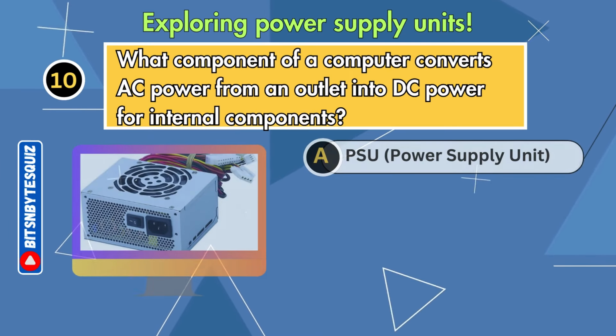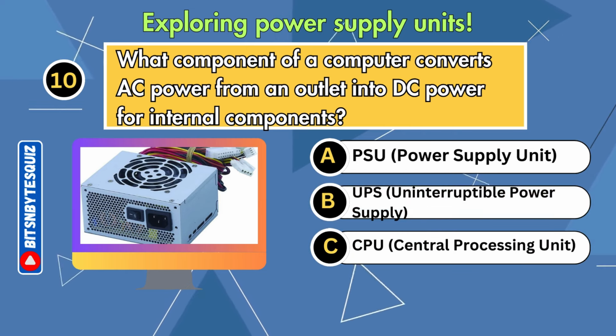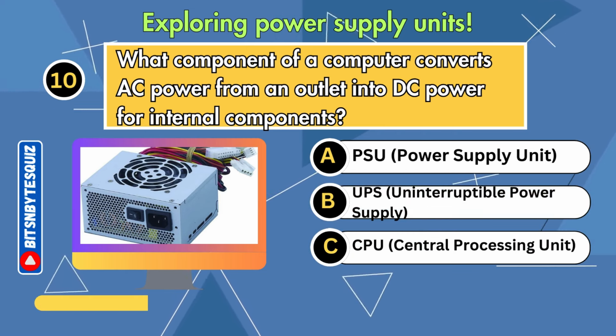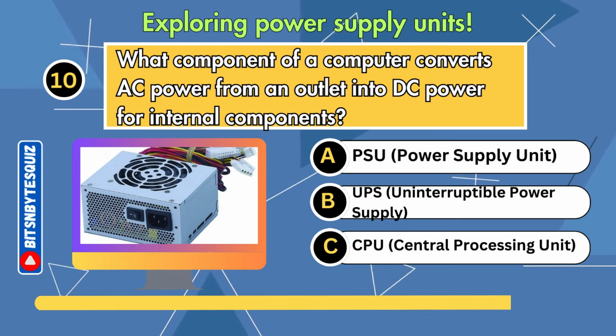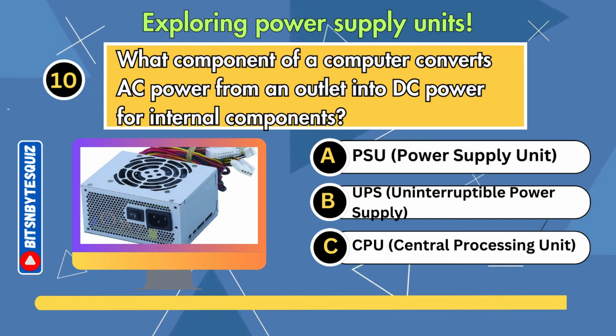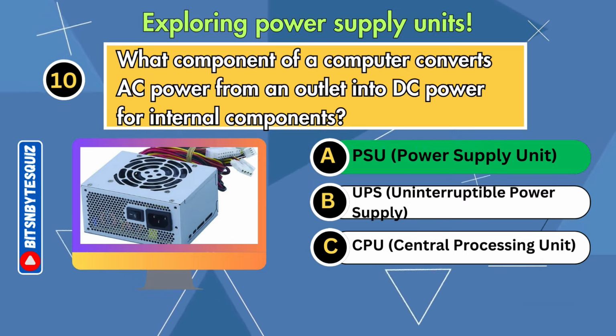What component of a computer converts AC power from an outlet into DC power for internal components? Option 1, PSU. Option 2, UPS. Option 3, CPU. Answer is PSU.